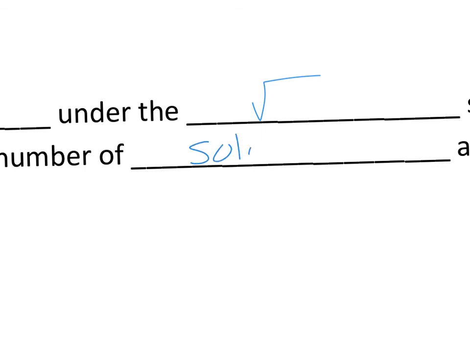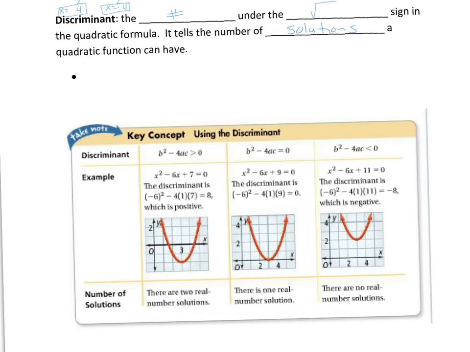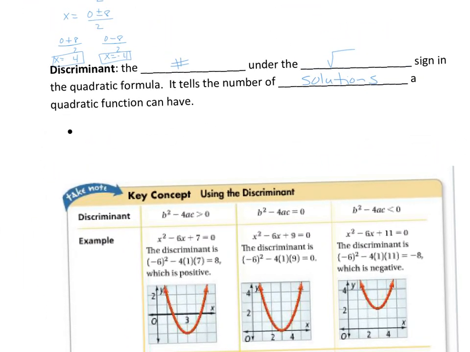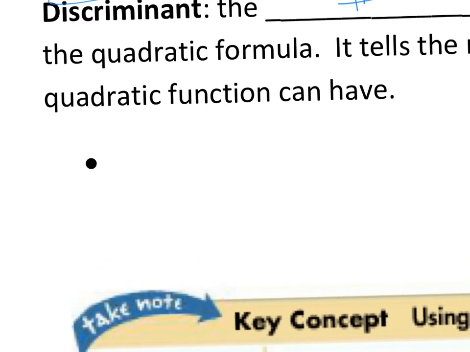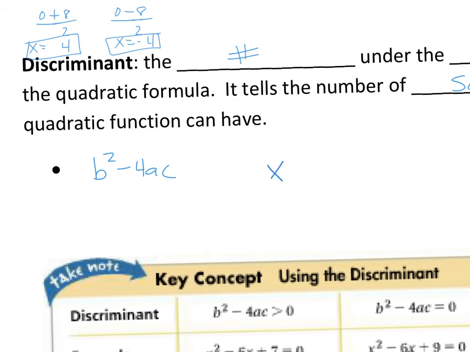Number of solutions. Okay, all right. So if we look at this table here, one of the things we need to talk about first off is what is underneath the square root? What's part of that formula? So if you look underneath the radical there, you see b squared minus 4ac. So that is the discriminant.